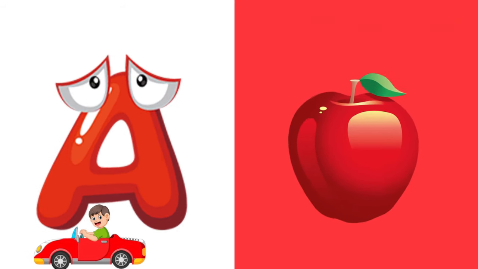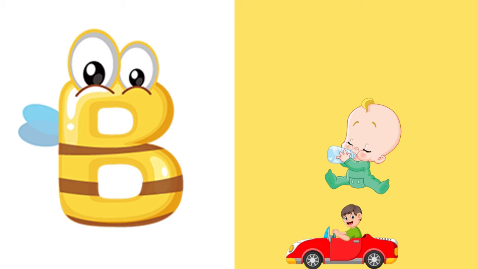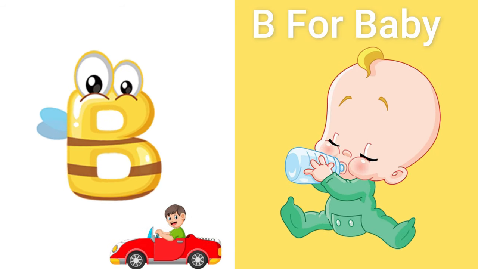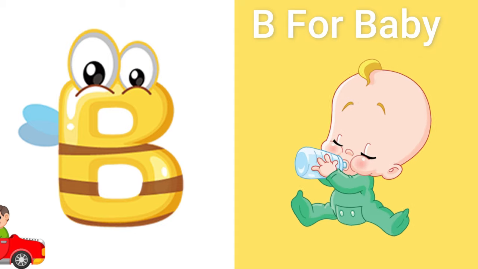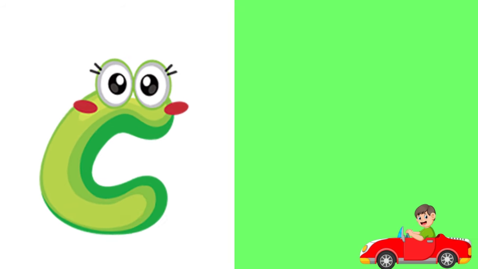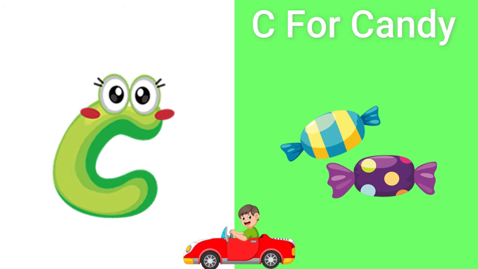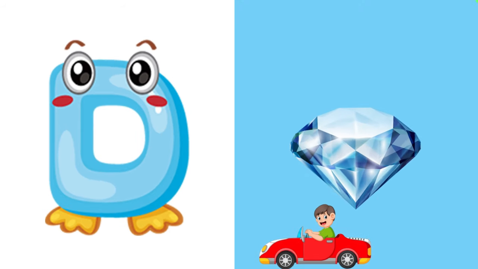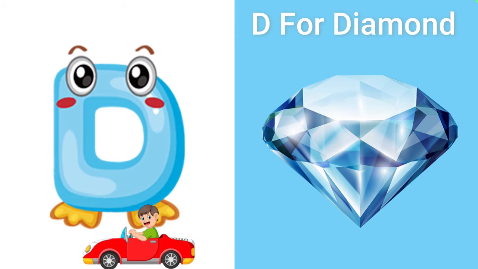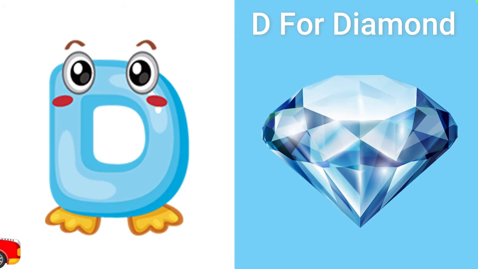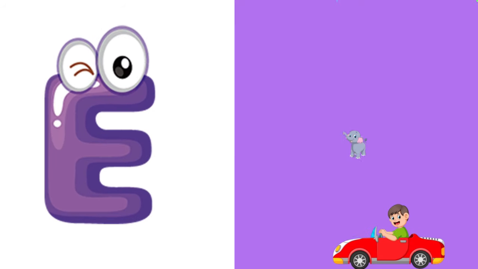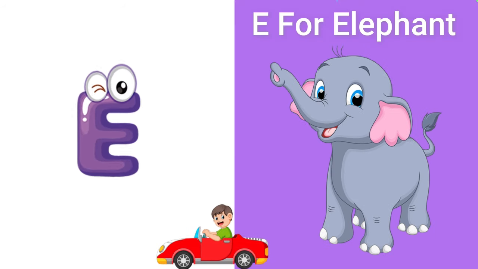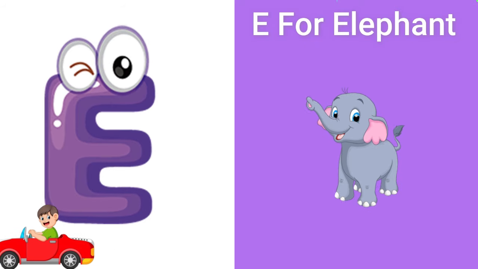A. A is for apple. B. B is for baby. C. C is for candy. D. D is for diamond. E. E is for elephant.